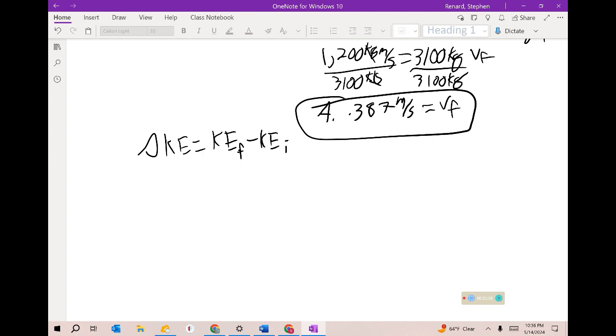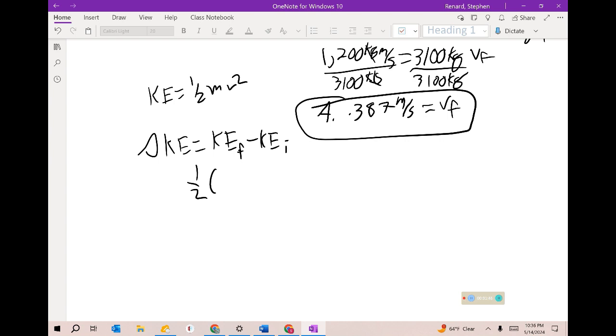The kinetic energy we end up with is 1/2. So remember, kinetic energy equals 1/2 mv squared. Nope, that's not a squared, that's sub 2. Okay, so 1/2 mv squared.